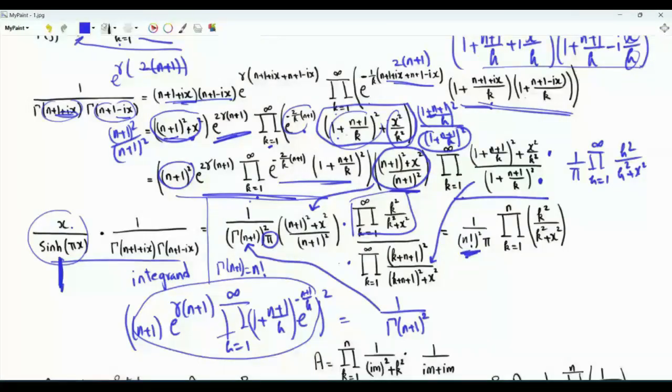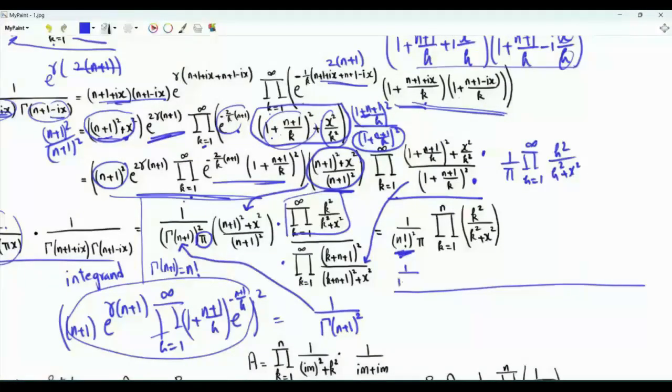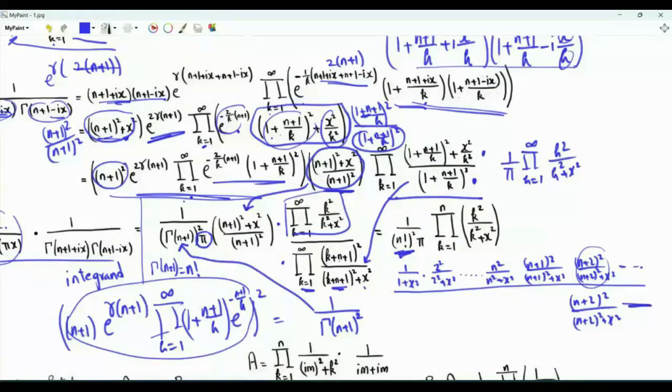Let's look carefully at these two products. The product in the numerator is 1 squared over 1 squared plus x squared times 2 squared over 2 squared plus x squared. Then we have n squared over n squared plus x squared, n+1 squared over n+1 squared plus x squared, n+2 squared over n+2 squared plus x squared, and so on. In the denominator, if k is equal to 1, then what we have is n+2 squared over n+2 squared plus x squared, which is like this term here. We can see that the subsequent terms will cancel the subsequent terms coming from this product in the numerator. The ratio of these two infinite products is this finite product.